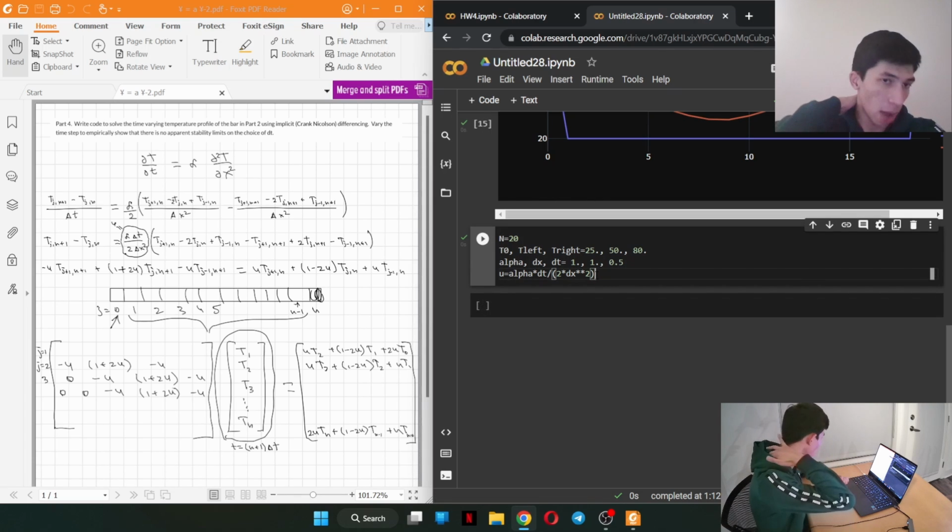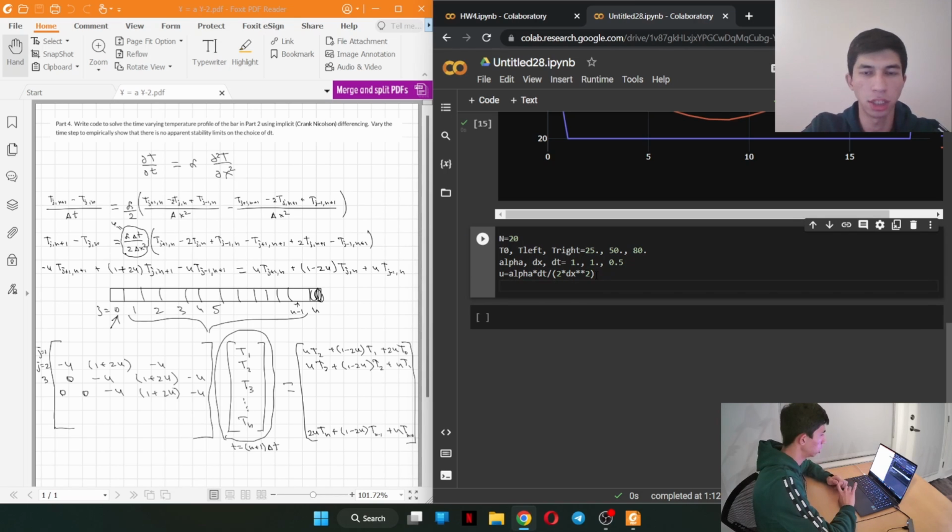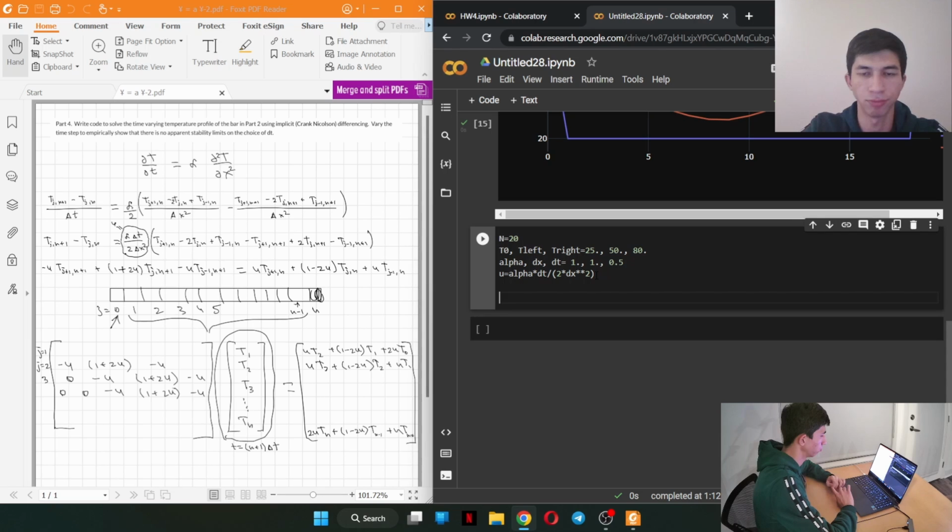Okay, so now we're trying to find... we need to import, to include our matrices. So we're going to start with the negative u's right here. How I'm going to do that is, let's start by creating an array for our temperature.